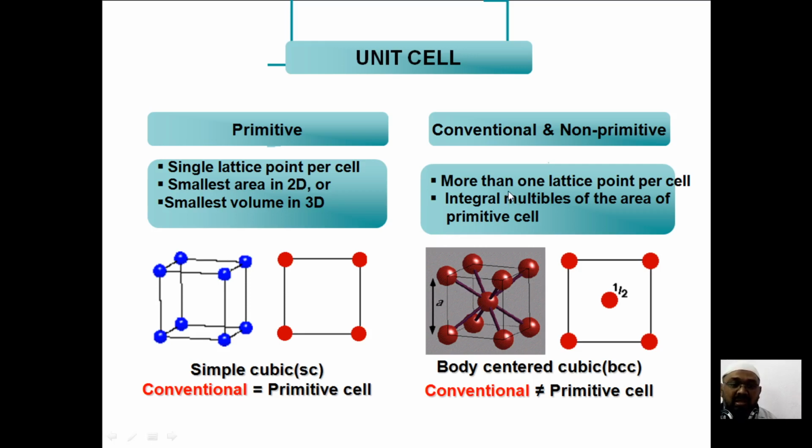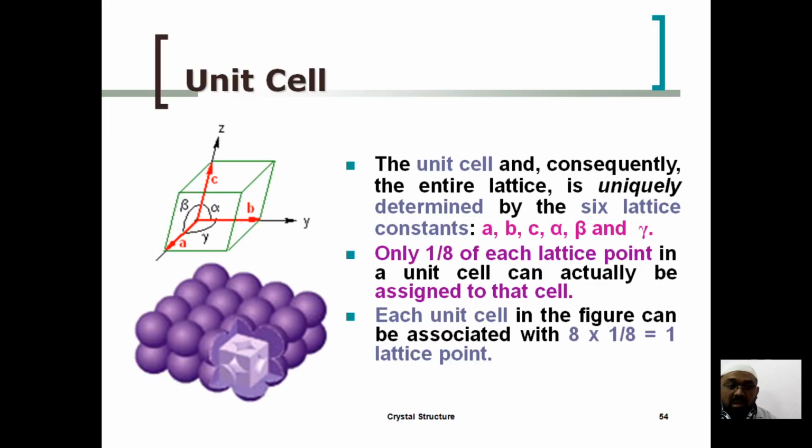So we say that there are 2 types of unit cells here, primitive unit cell and non-primitive unit cell. If atoms, molecules or ions are arranged at positions other than the corners of the cube, then we say that the unit cell comes under the category of non-primitive or non-conventional unit cell.